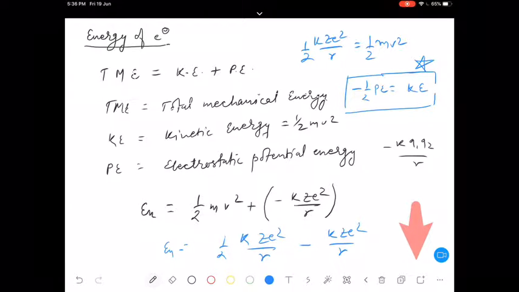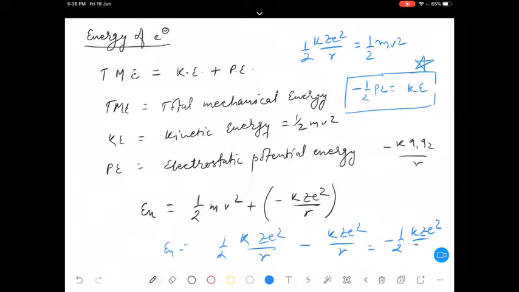Just think about it, whether it is correct. Correct only. So can we write it as minus of half of k z e square by r? That will be the energy of electron in the nth shell of that atom. Correct. So now you observe, energy we are getting as a negative value only. We can define why energy will be negative.